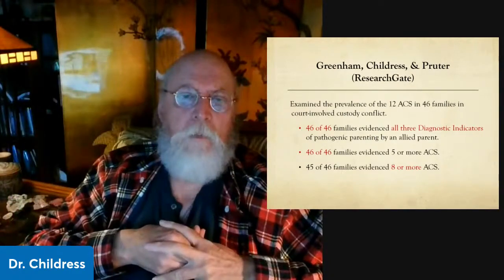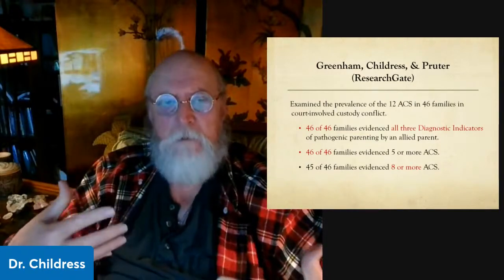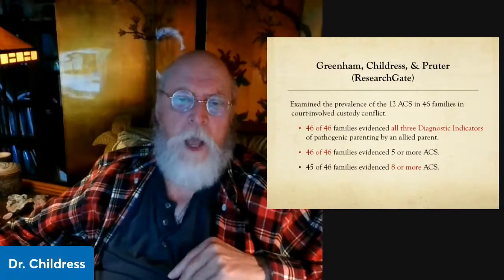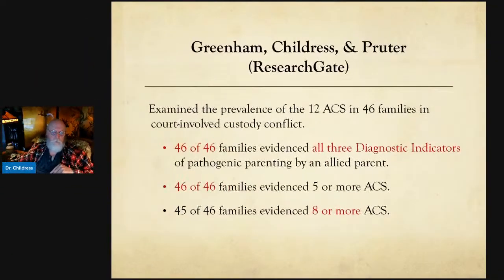And so then we took a look at what they're showing. What does the data show about the prevalence of the 3 diagnostic indicators, but also the 12 associated clinical signs? And what the data shows from the family courts is that all 46 families had the 3 diagnostic indicators of pathogenic parenting by the allied parent. So I nailed the pathology. The pathology is in the family courts. We have the narcissistic borderline dark personality who's creating a persecutory delusion and factitious attachment pathology.